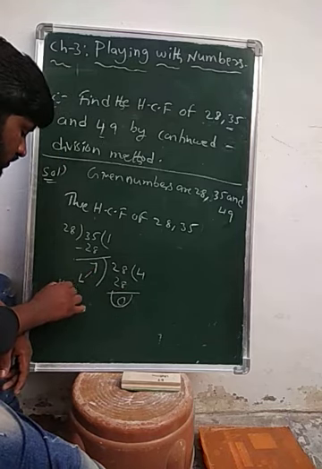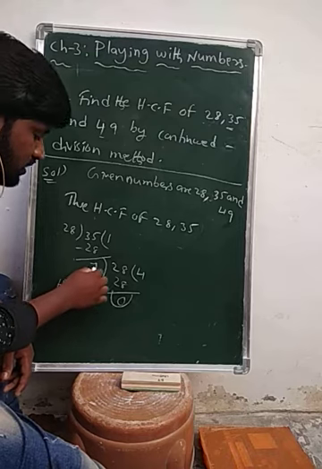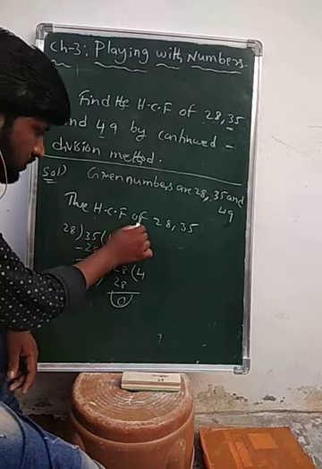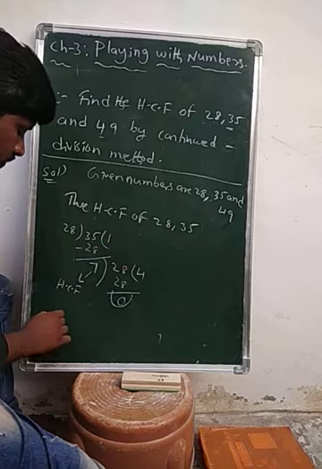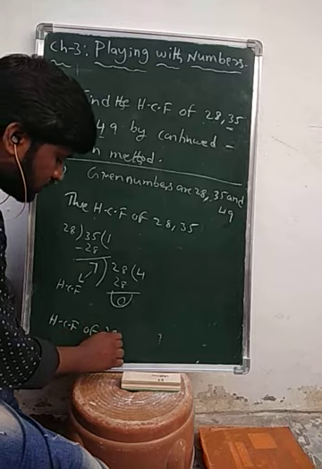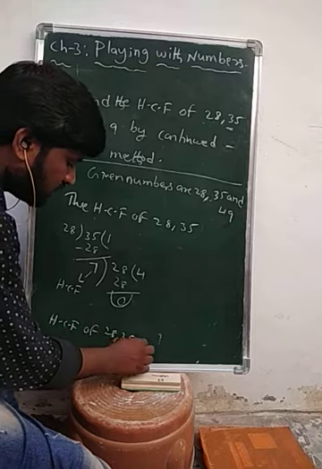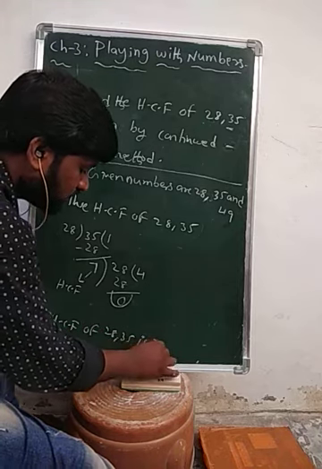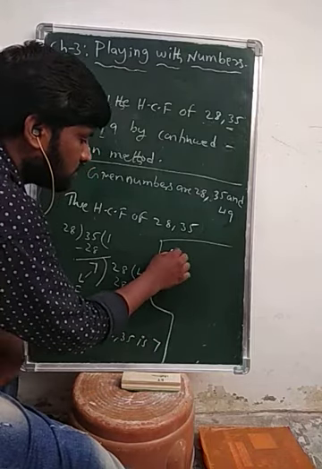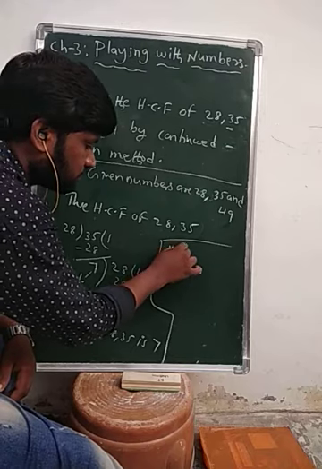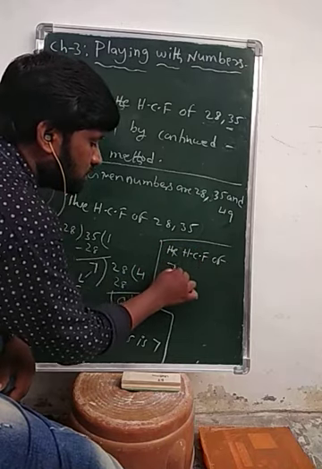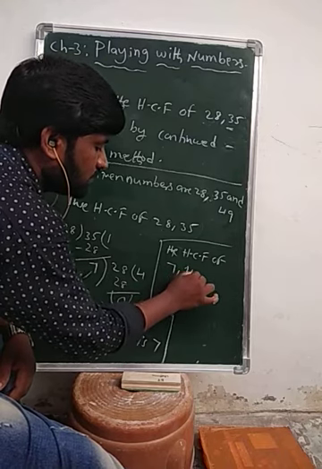This is the HCF, the highest common factor. The last divisor here is 7. The HCF of 28 comma 35 is 7. Again, now you take the HCF of 7 comma 49.